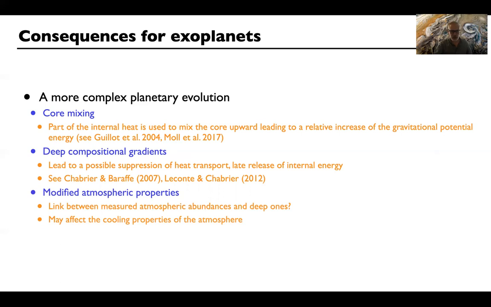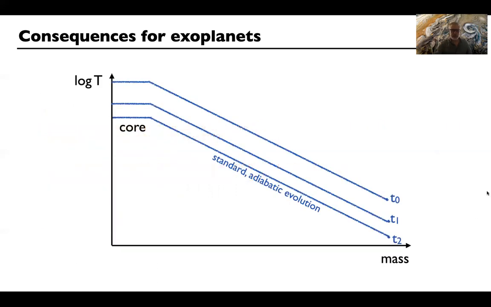So how do we link atmospheric abundances and deep ones? How does it affect the cooling of the atmospheres? This is a sketch showing the standard adiabatic evolution models.